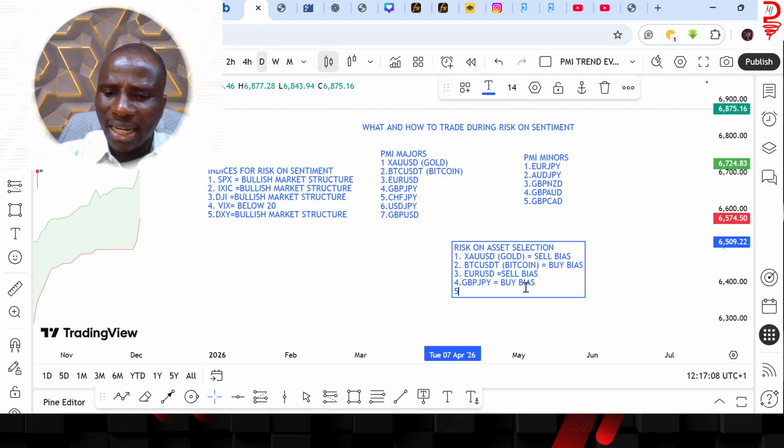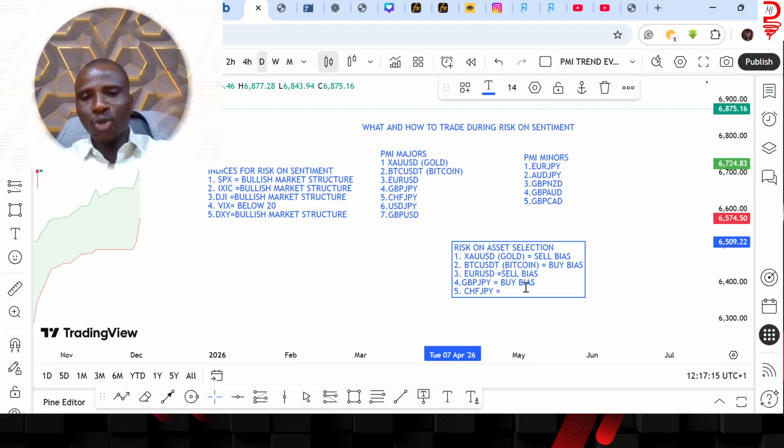Now the second one, number five, is CHF JPY. This is very interesting now. You might be wondering what the bias on CHF JPY will be. You see, when you get to CHF, you really need to be very careful, because if you are not experienced, you might confuse what the bias will look like. But at Potential Miners International, we follow data and we follow the economy, and we look at the standpoint of each economy vis-a-vis other economies. Are you getting it now?